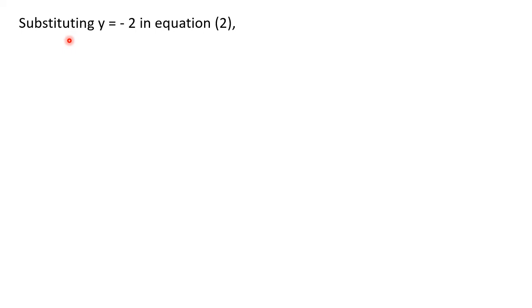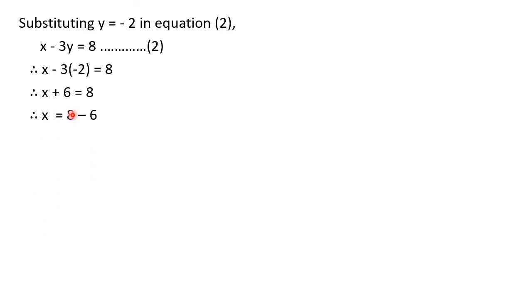So substituting y is equal to minus 2 in equation 2. This is our equation 2: x minus 3y is equal to 8. In place of y we are writing minus 2. So x as it is, minus 3 into minus 2, y is replaced by minus 2, is equal to 8 as it is. Now see here, minus 3 into minus 2 you will get plus 6. So x plus 6 is equal to 8, and therefore x is equal to 8 minus 6, that is 2.